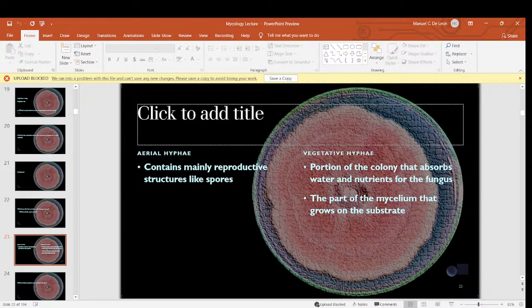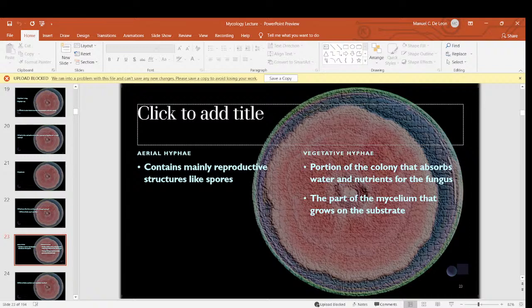Now, the aerial hyphae contains mainly reproductive structures like spores, or the conidiophore, if you're going to talk about the thallus. The thallus, by the way, is the stalk wherein the reproductive structures like spore, conidia, microconidia, macroconidia are embedded. And the vegetative portion is the portion of the fungus that is attached to a host, whether or not the host is living or decaying. It's the mycelial part that grows on the substrate.